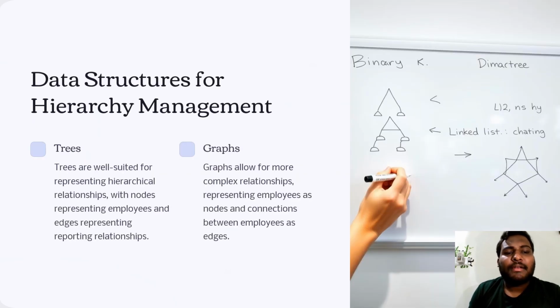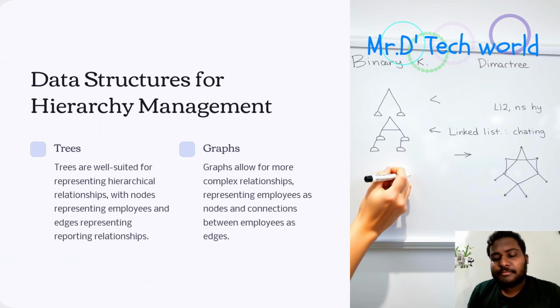For data structures in hierarchical management, we commonly use trees and graphs, which are well suited for representing hierarchical relationships, with a node representing the employees and edges representing the reporting relations. Graphs also allow more complicated relations, representing the employees as nodes and the connections between the employees as edges.